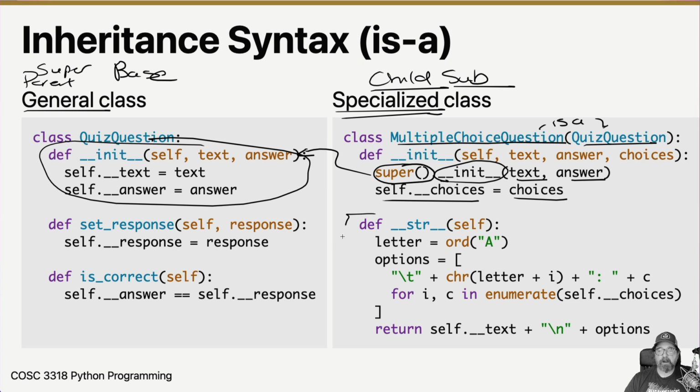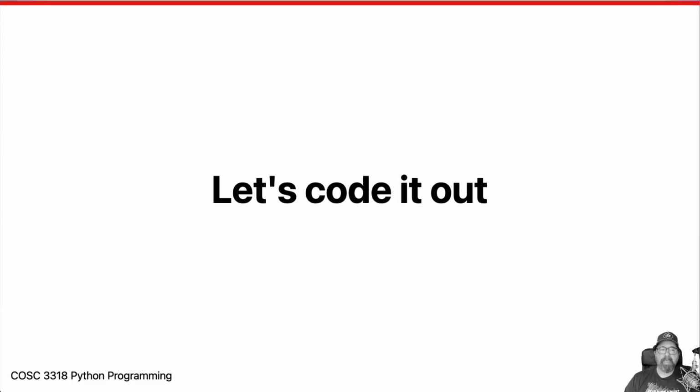And then again, we have our own special string. This is a different version of what we had previously. There's not a for loop. There's a list comprehension. Same thing, okay? So let's go ahead and actually do this in code.